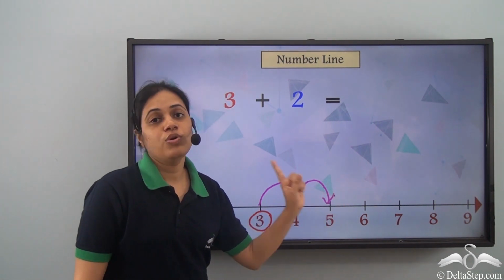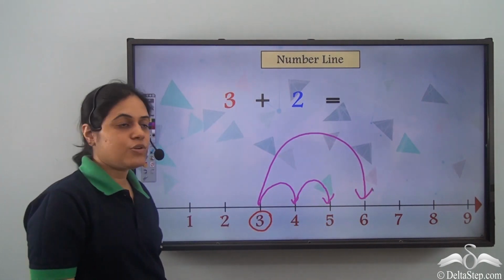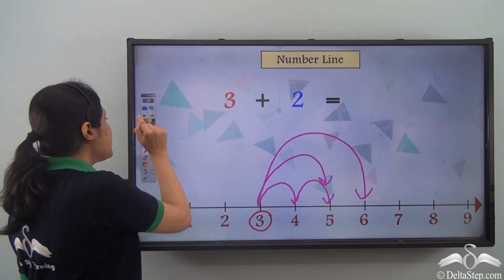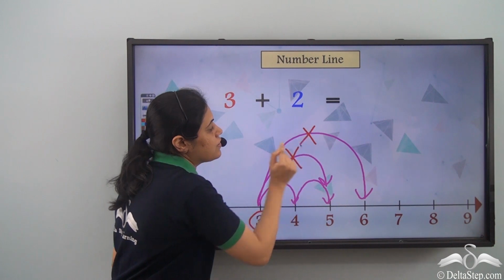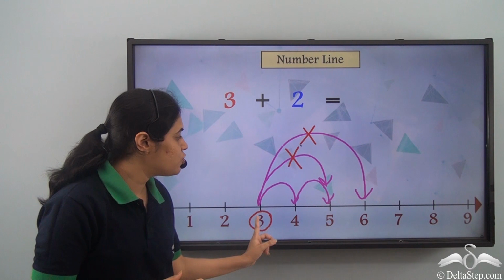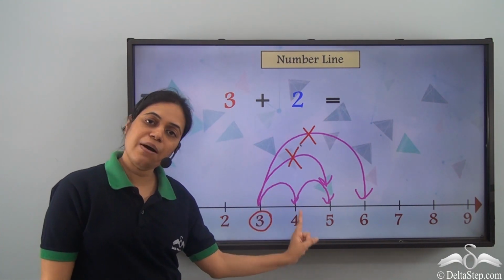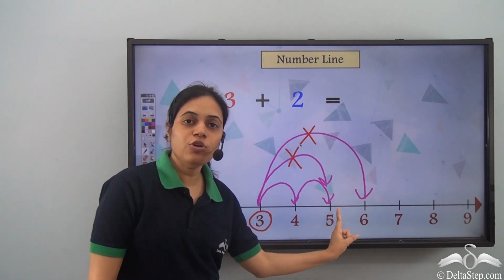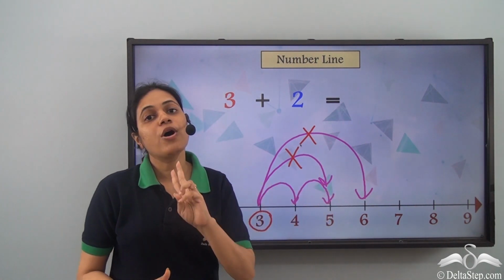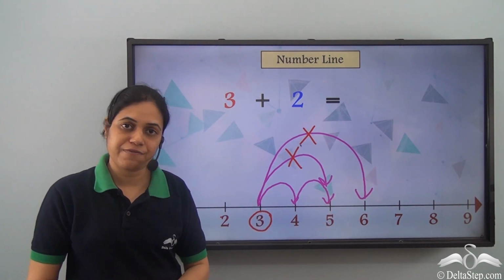1, 2. Never hop 1 unit like this or like this. These are incorrect. These are not right. Hopping 1 unit means going to the next number. So when I hop 1 unit from 3, I come to 4. When I hop another unit from 4, I come to 5. So 1, 2, I hop 2 times. And by hopping 2 times, I come to 5.